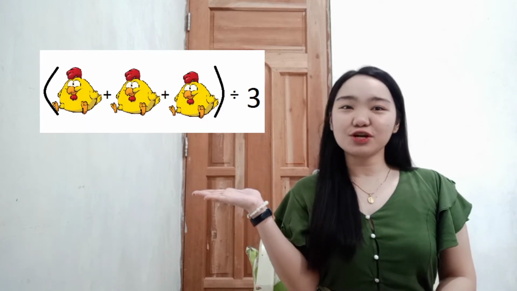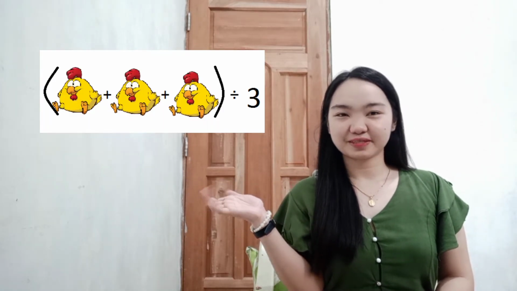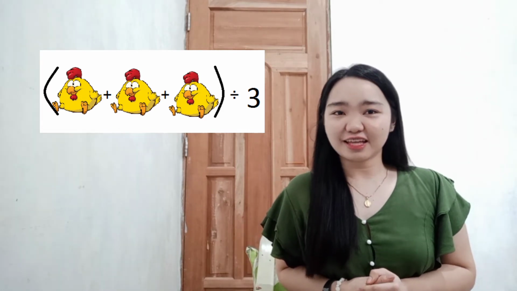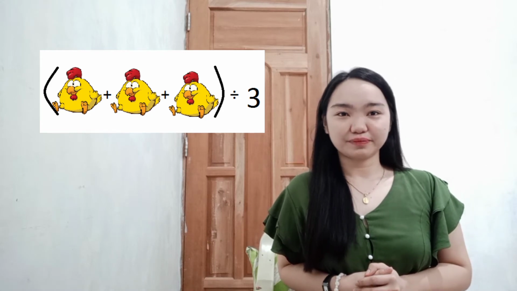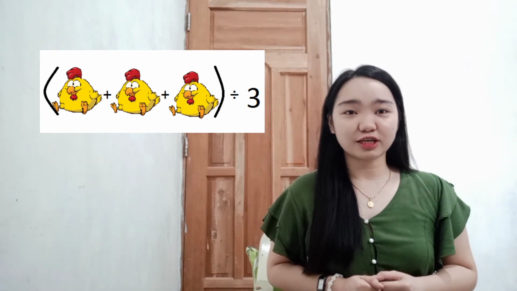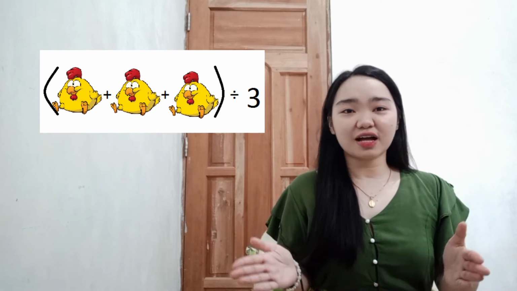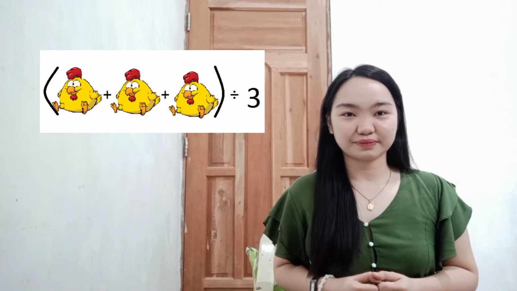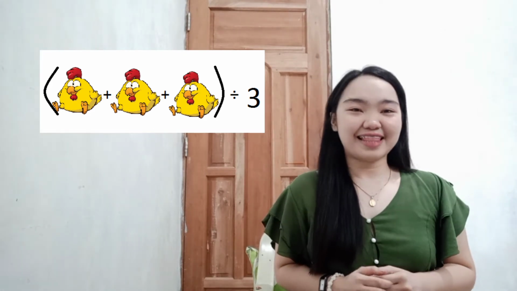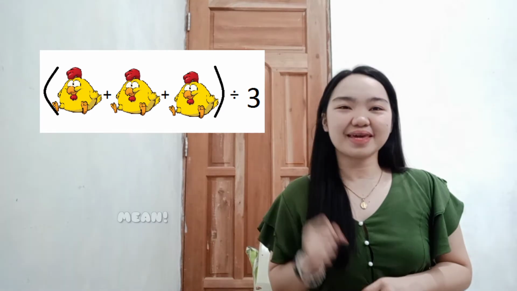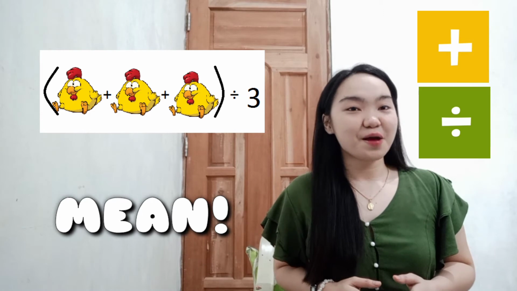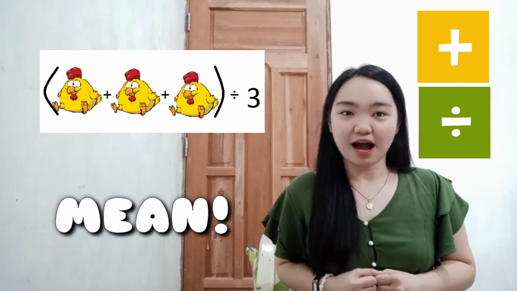What do you notice in this picture? Correct. There are 3 chickens that are being added and then divided by 3. So from the song that you have heard, when you add, then divide, you're going to find the average. Correct, that is mean. Because when you add, then divide, we get the mean. Mean is also known as average.